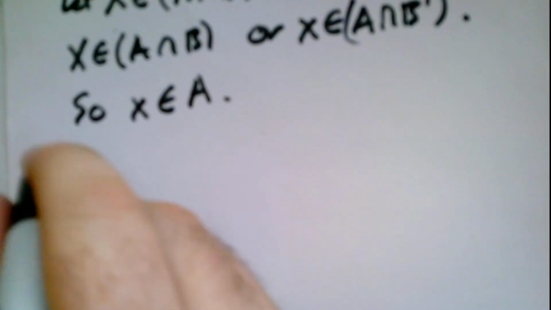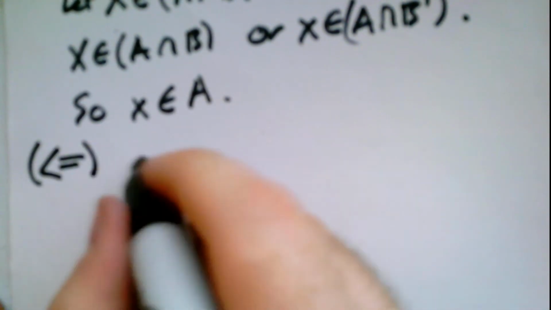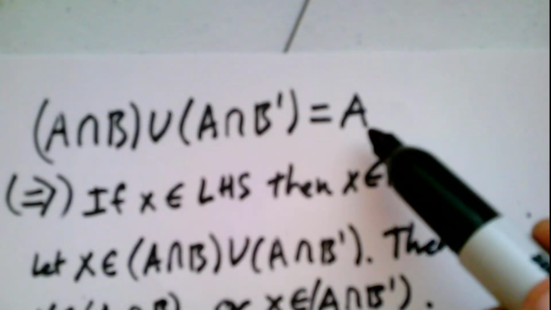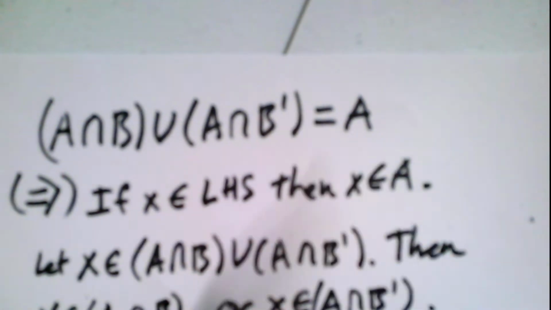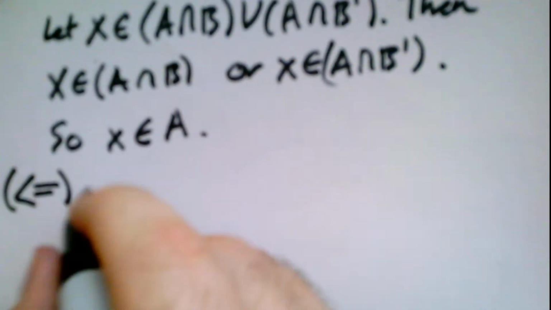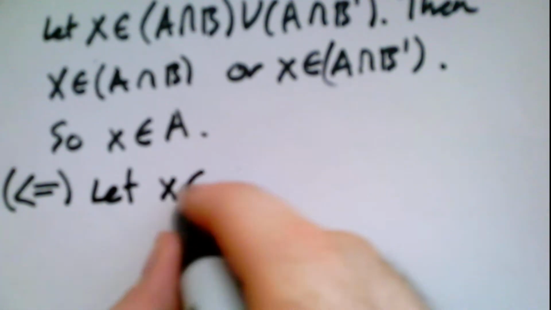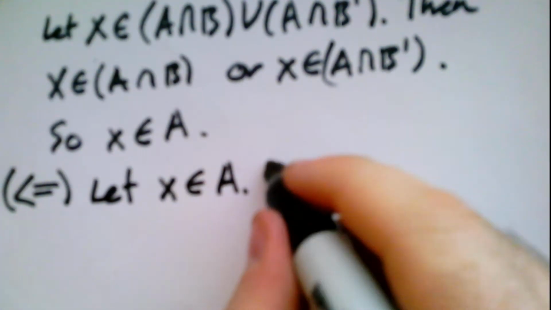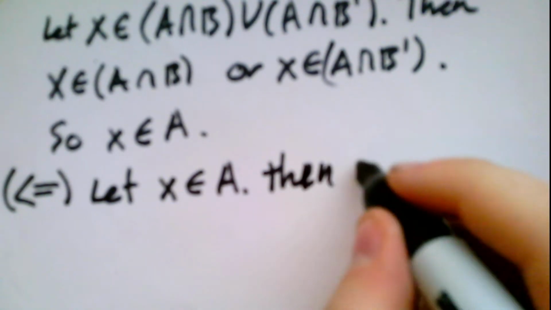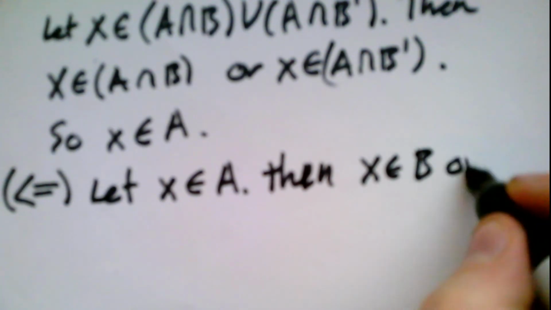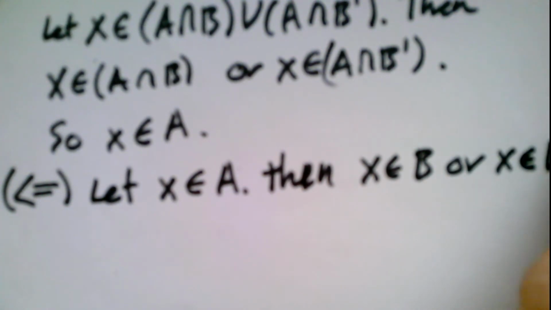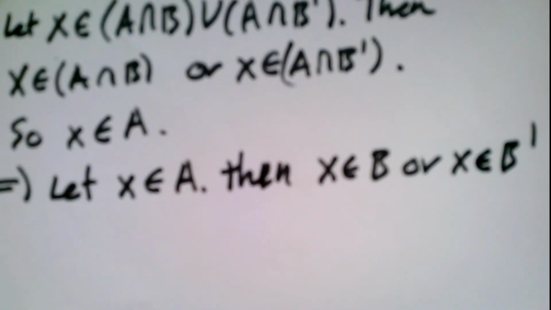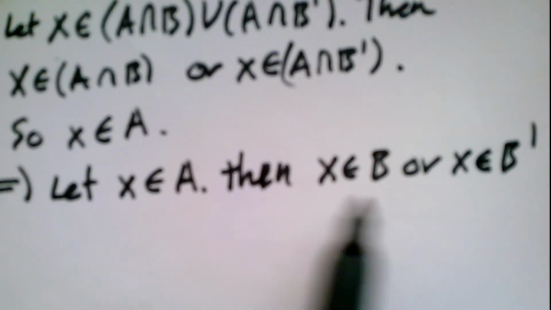And then the reverse proof, we show the other way around. This is the symbol for the reverse part of a proof. This time, we want to show that if it's in A, then it's in this set. So first we let X be an element of A. Then X is in B or X is in B complement. It's either in one or the other. That's part of the definitions of set theory: every element is either in the set or not. So one of these has to be true.